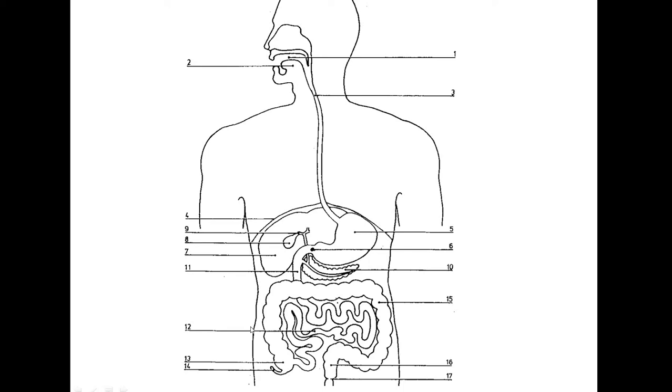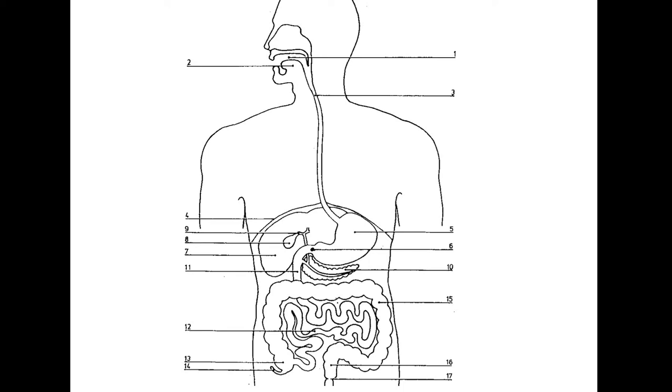So in the small intestine, the final bits of digestion take place. There are membrane-bound enzymes such as amylases, lipases, proteases, which will do the final stage of digestion. They'll convert proteins into amino acids, lipids into fatty acids and glycerol, and starch into glucose.